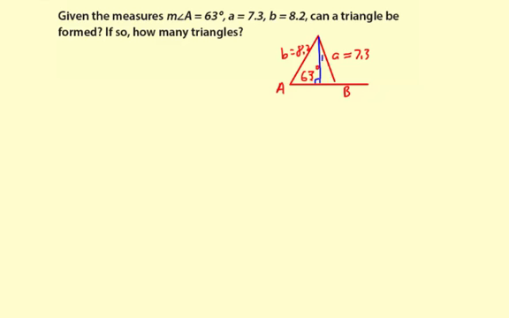Okay, so the height of the triangle, h, can be found using a trigonometric ratio, because h is opposite the 63 degrees and the 8.2 is the hypotenuse. So we can use a sine ratio. So sine of 63 degrees equals h over the hypotenuse 8.2. Make that a proportion, and the height h is 8.2 times the sine of 63 degrees.